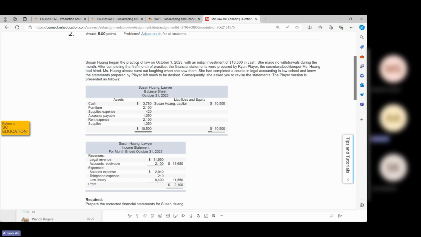Susan Huang began the practice of law on 1st October 2023 with an initial investment of 10,500 in cash. She made no withdrawals during the month. After completing the first month of practice, the financial statements were prepared by Ryan Blair, the secretary bookkeeper Miss Huang had hired. Miss Huang almost burst out laughing when she saw them. She had completed a course in legal accounting in law school and knew the statements prepared by Blair left much to be desired. Consequently, she asked you to revise the statement. The Blair version is presented as follows.